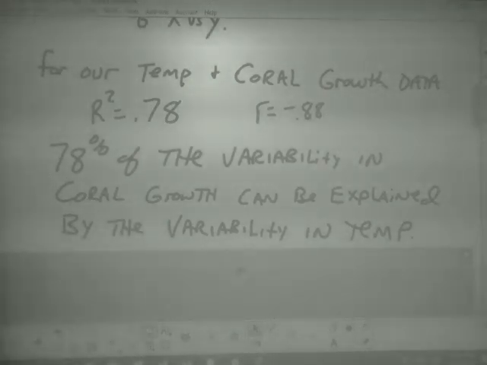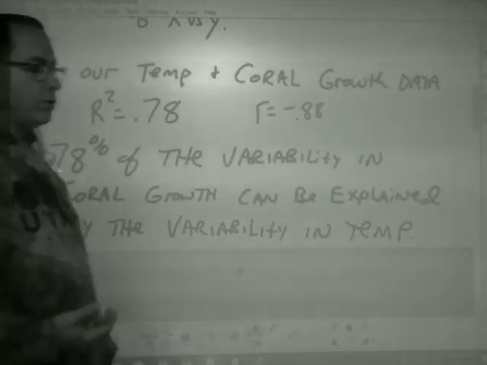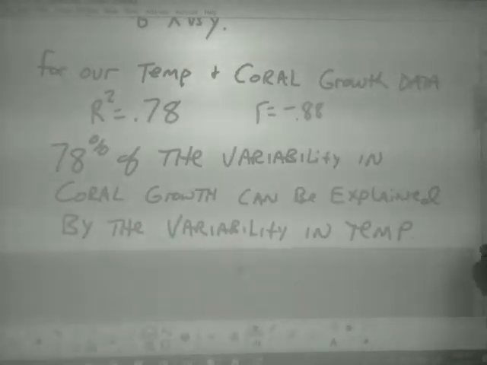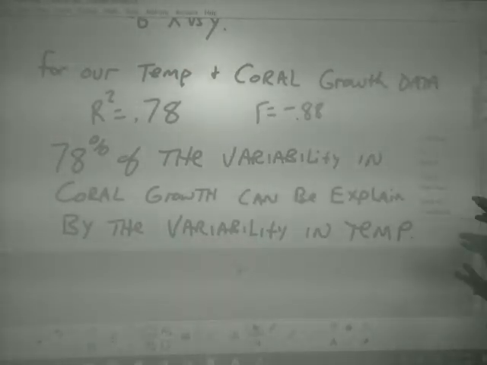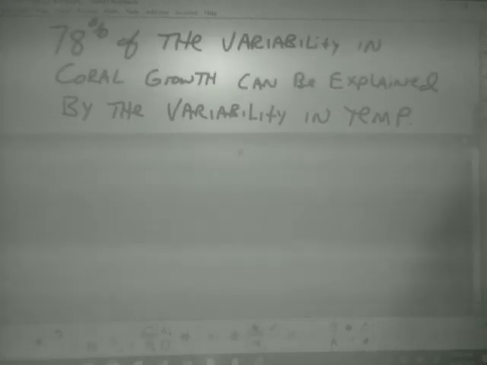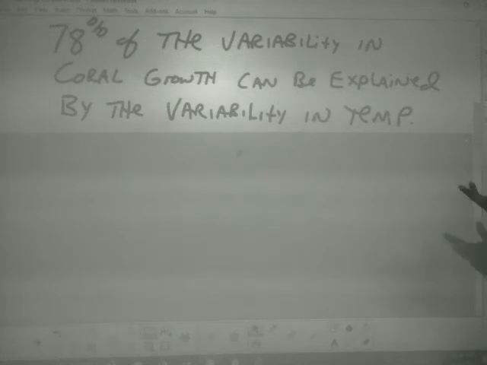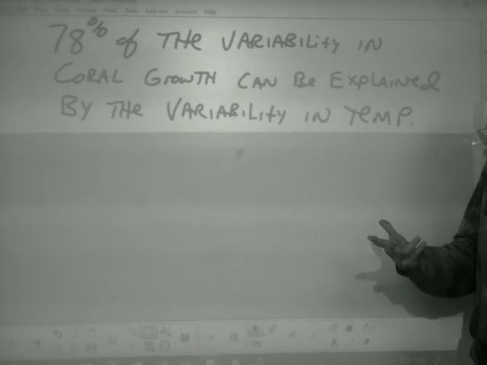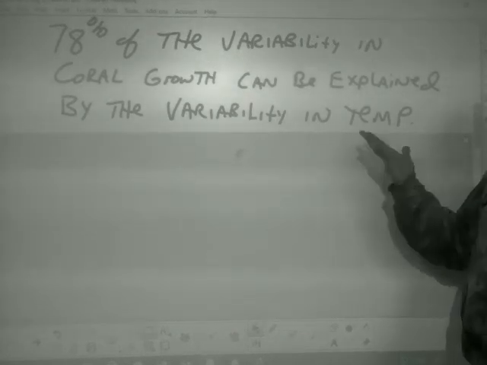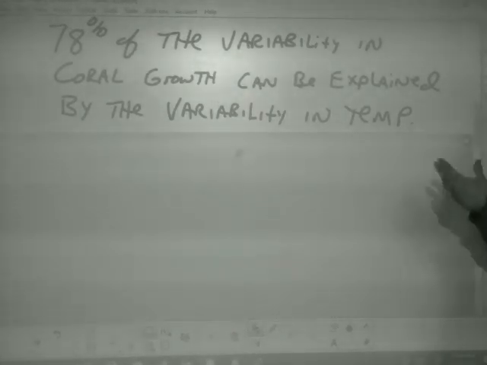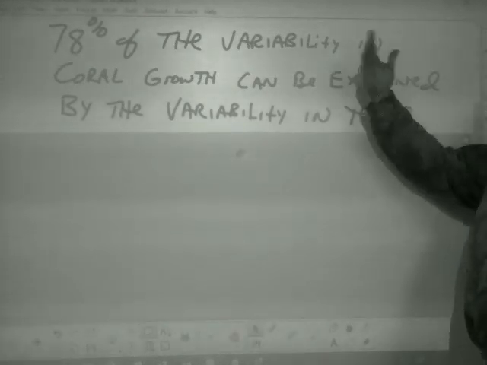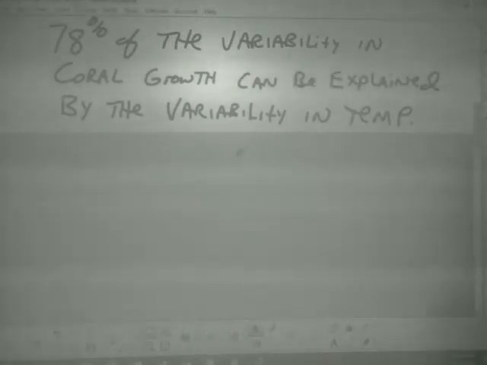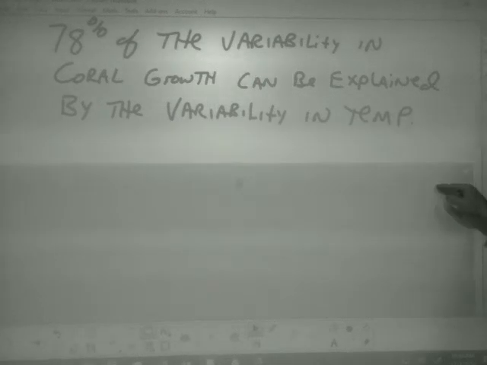So how much does temperature impact coral growth? Quite a bit. 78% of the change that we see in growth seems to be explained by the change in temperature. And that's what r squared tells us, and that's how we use it for a measurement of how strong one variable seemed to have an influence in the other. Now, again, it's not a cause and effect relationship because we don't have a controlled experiment. I could probably run a controlled experiment on temperature and coral growth, but from our linear regression model, 78% of the variability in coral growth seems to be explained by the variability in temperature.